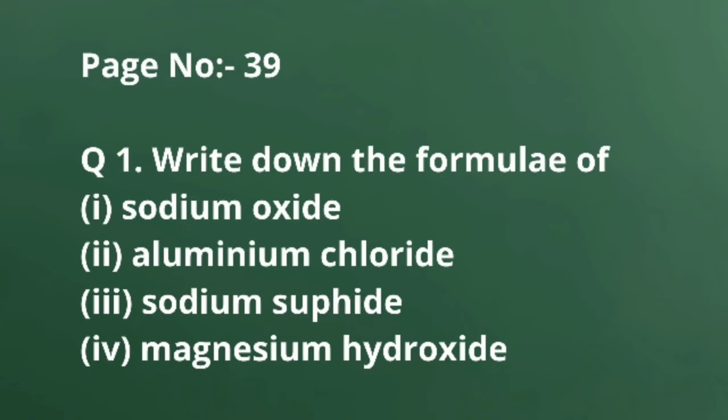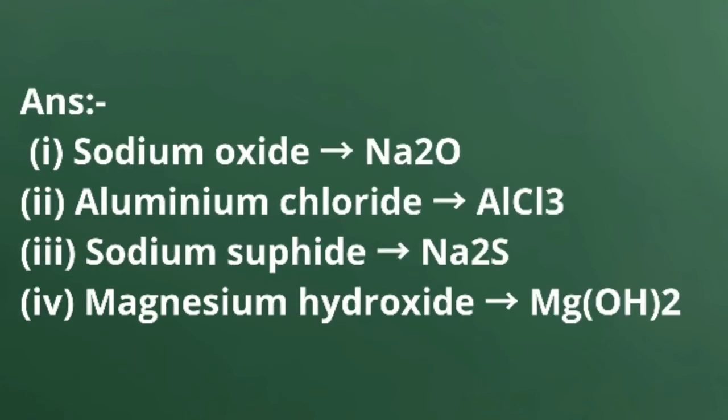Next, page number 39, question number 1. Write down the formula of sodium oxide. Second, aluminum chloride. Third, sodium sulfide. And fourth, magnesium hydroxide. So friends, we see the answer for this question. Answer 1, sodium oxide, Na2O, aluminum chloride, AlCl3, sodium sulfide, Na2S, and magnesium hydroxide, Mg(OH)2.